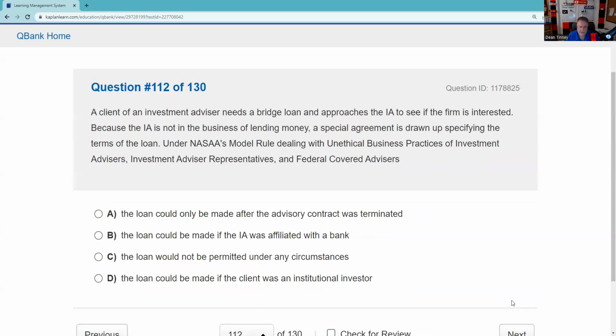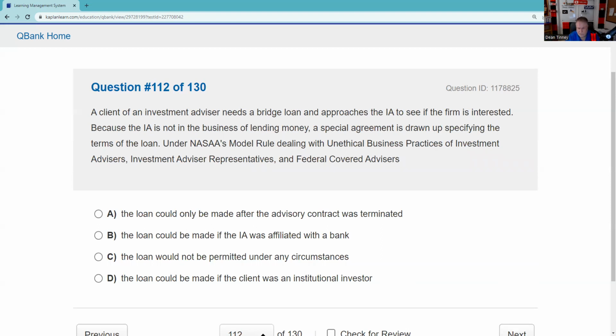A client of an investment advisor needs a bridge loan, approaches the IA. The firm is interested. Here's Johnny Depp. Johnny Depp took out a loan from his investment advisory firm. Because the investment advisory is not in the business of lending money, a special agreement is drawn up specifying the terms of the loan.